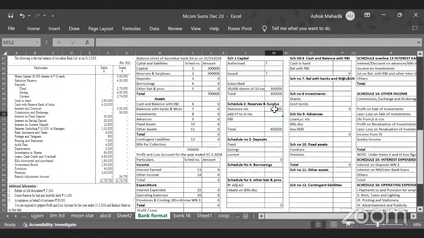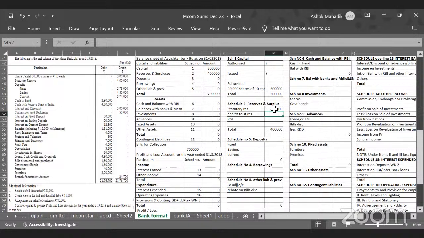I have also connected all the totals in the balance sheet for schedule 1 to 11. And I have connected all the P&L items with their respective schedules. So as and when we post it, it will reflect the amount in balance sheet or P&L as the case may be. Clear? Then we are given deposits.